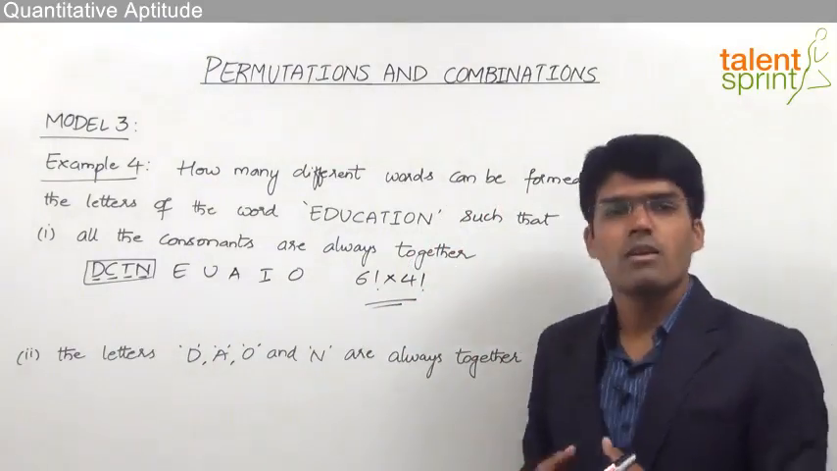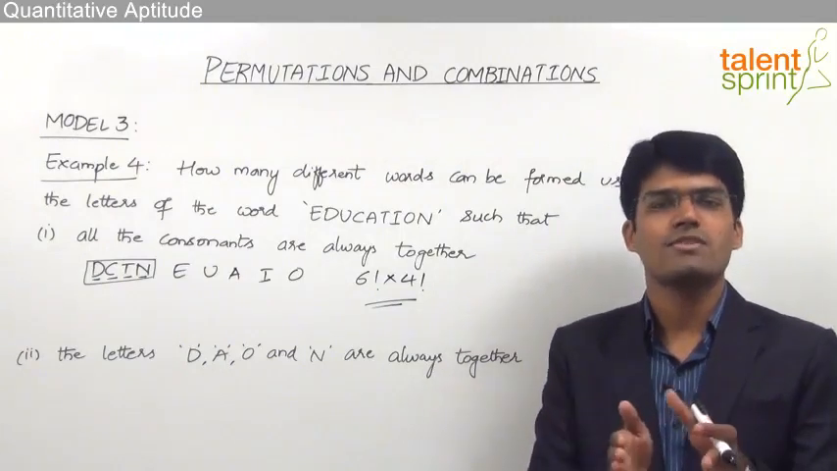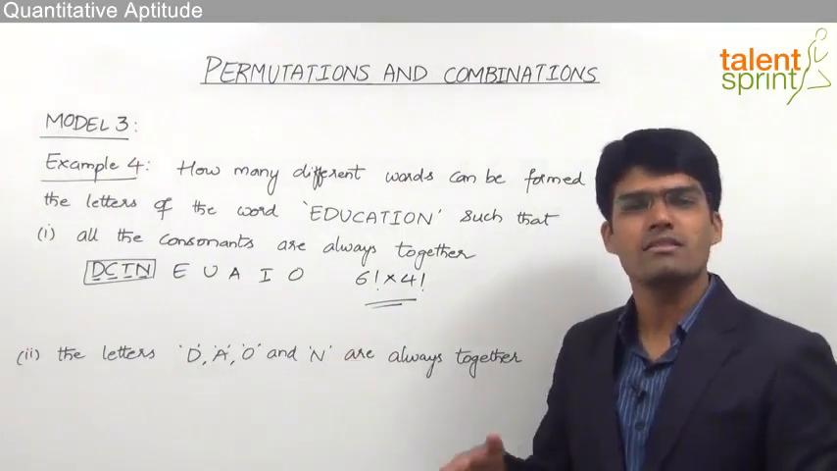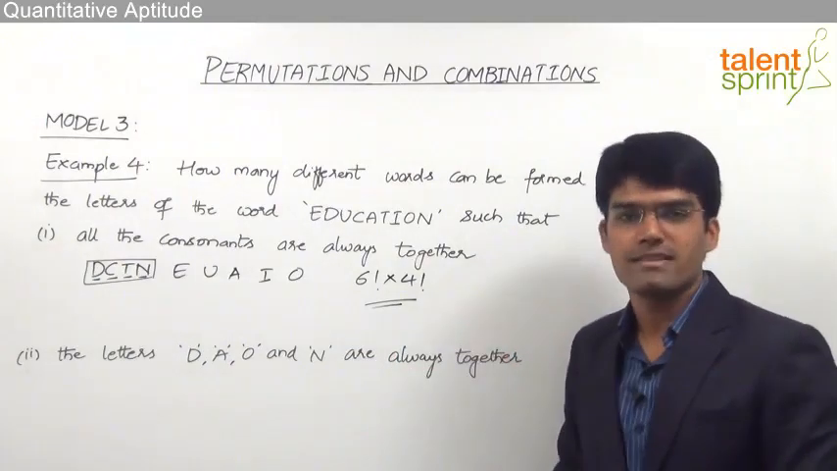Likewise, if the question says vowels have to be together, we can say that all the vowels are only one letter. So 5 vowels joined together will give us 1 letter. Remaining consonants can be arranged together, and then internal arrangements of vowels can be done to get the required answer.